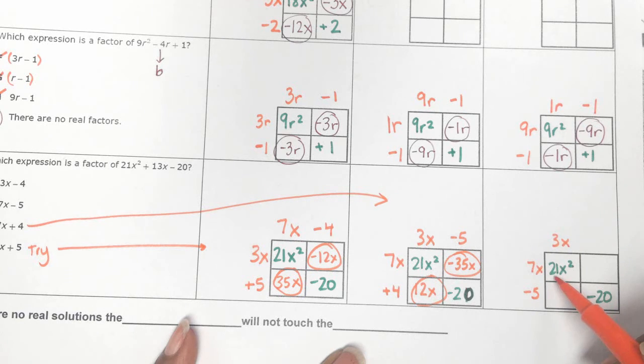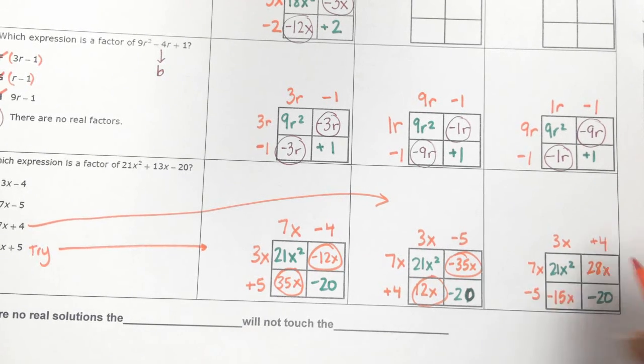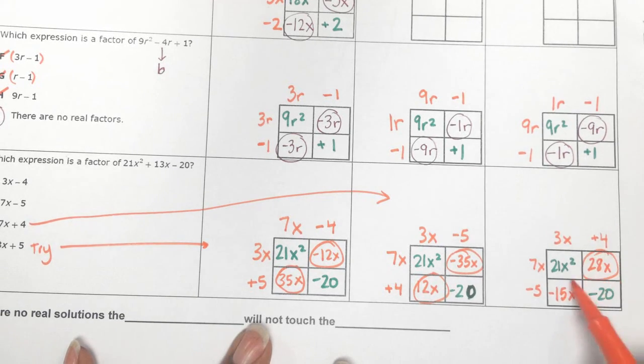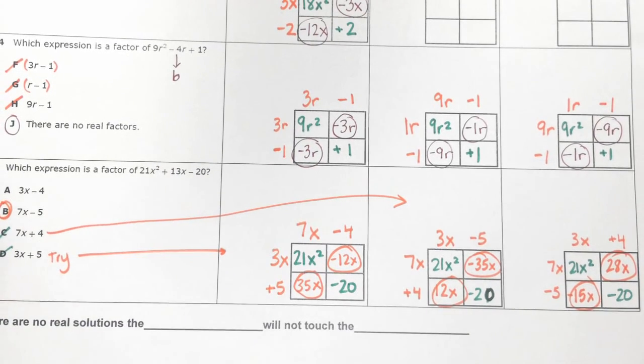7 times 3 is 21. X times x is x squared. Positive 4. Seven times 4 is 28 with the x. Then a negative 15 with the x. So 28 plus negative 15. Yes, these two give me the B. So yes, it is B. All right, that video's over.